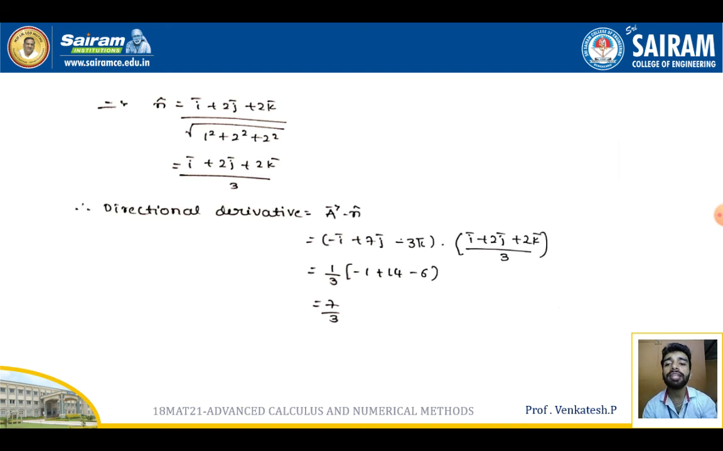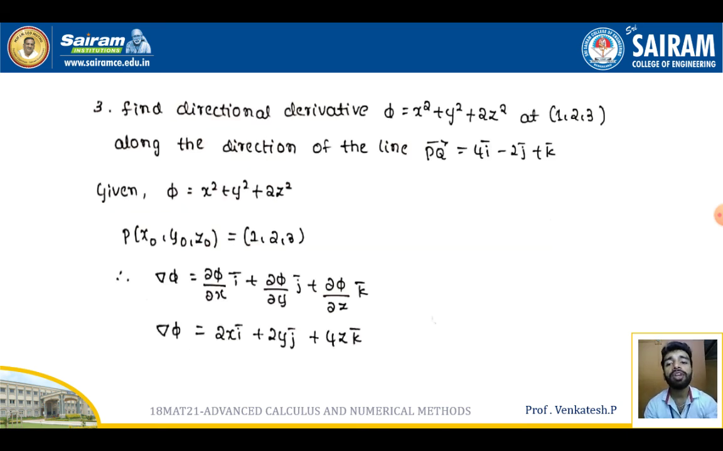On incorporating this value of n cap along with del phi, I'll be getting the directional derivative as del phi dot n cap. So it will be equal to minus i plus 7j minus 3k dot with i plus 2j plus 2k by 3. Since here dot is there, I will be multiplying i with i, j with j, k with k. I'll be getting 1 by 3 into minus 1 plus 14 minus 6. On simplifying this further, I'll be getting 7 by 3 as the required directional derivative for the given problem.